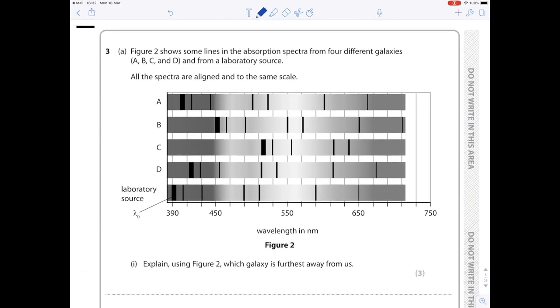You do need to know a lot about stars though. 3. Figure 2 shows some lines in the absorption spectra from 4 different galaxies, A, B, C and D, and from a laboratory source. All the spectra are aligned and to the same scale.